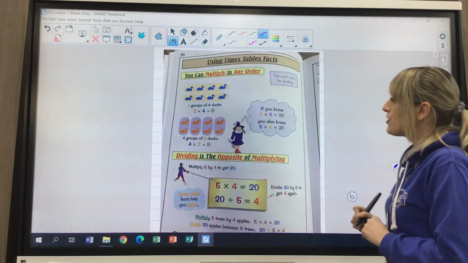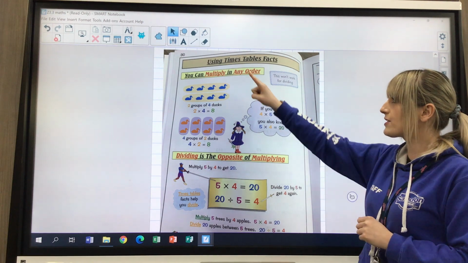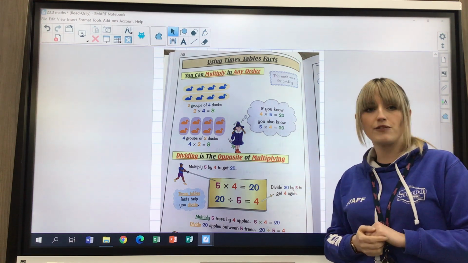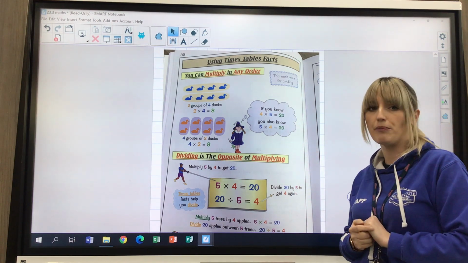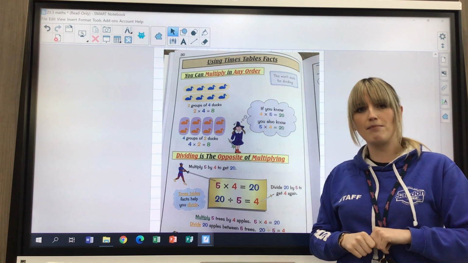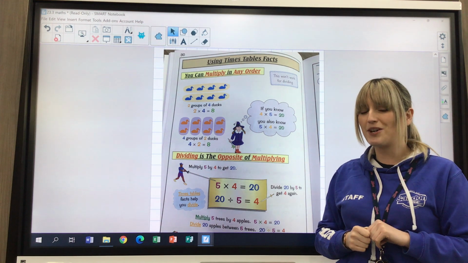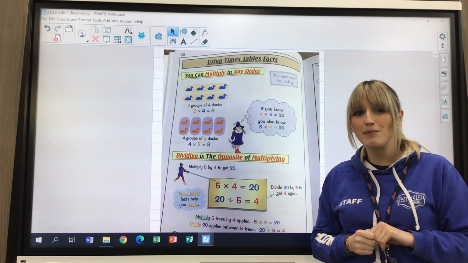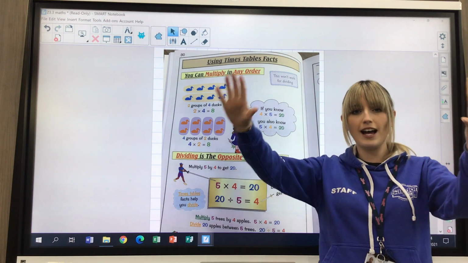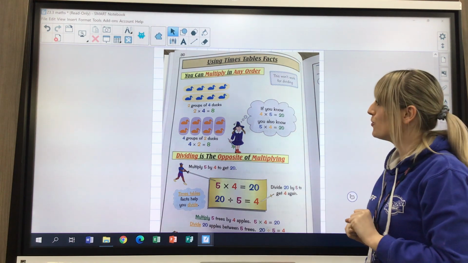Okay, so on page 30, you've got your learning page to look at, and it's called Using Times Table Facts. Now, on this page, you haven't got to write any answers. This is a page to help you. So it says you can multiply in any order. Oh, can you remember that special word we spoke about yesterday? Say it out loud if you can. It's a funny word to say. Well done if you can remember that means it's commutative. So multiplication is commutative. Get your hands ready. We know we can switch it around and do it in any order.